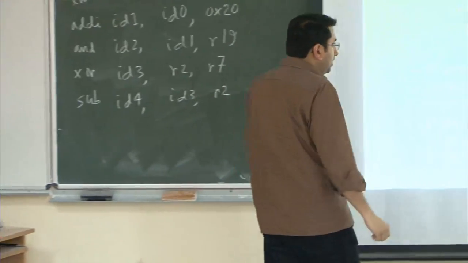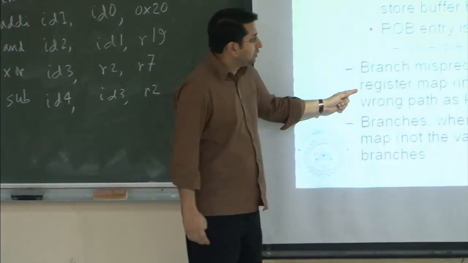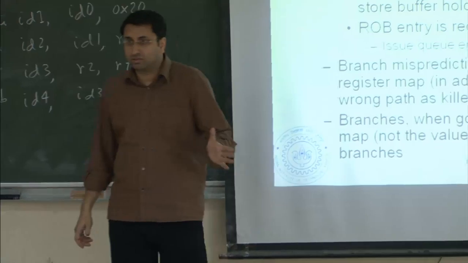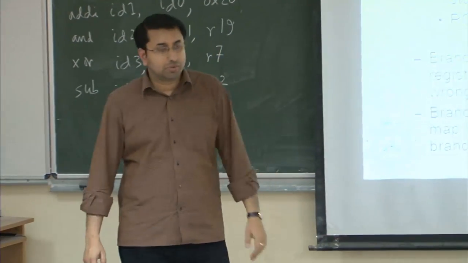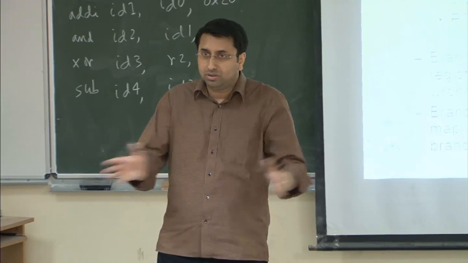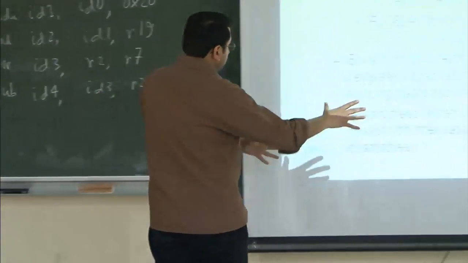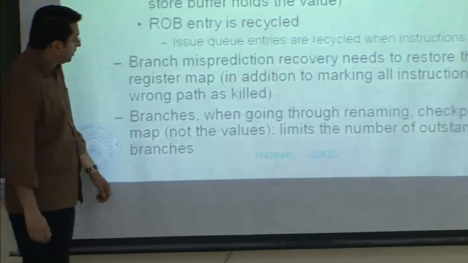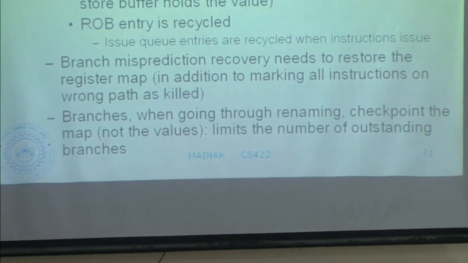Branch misprediction recovery needs to restore the register map. We have talked about this. This is restore from checkpoint. The same thing continues. Whenever a branch is renamed, you take a checkpoint of the map table, and if it is mispredicted, you just restore the map table, in addition to marking all instructions in the wrong path as killed.